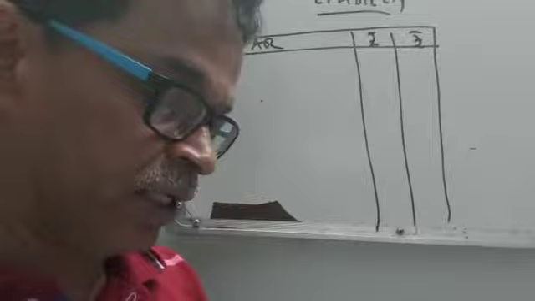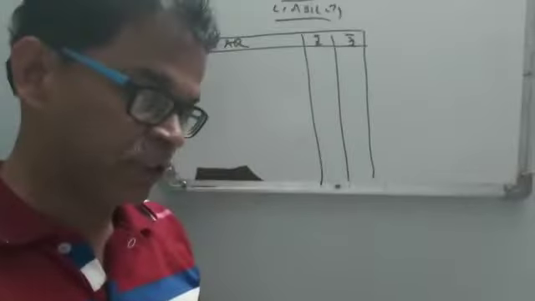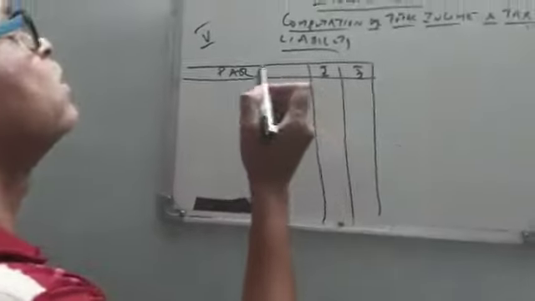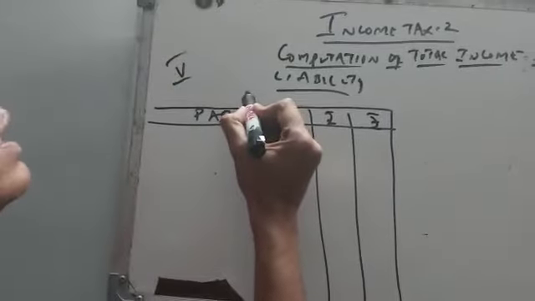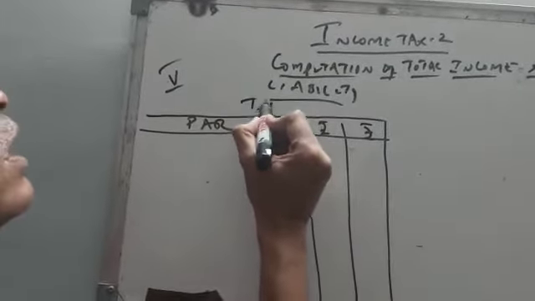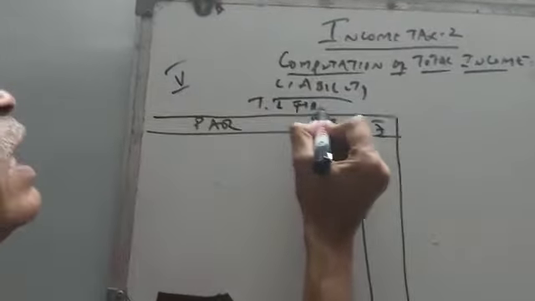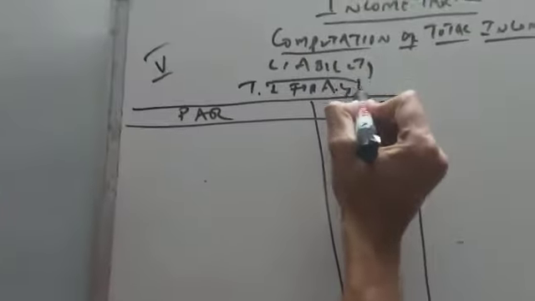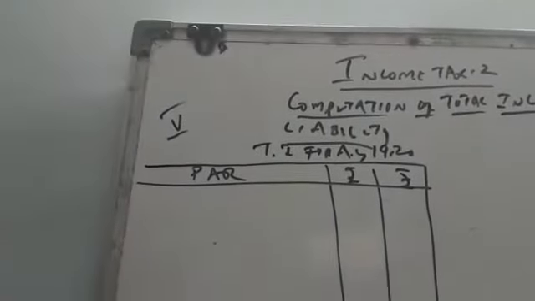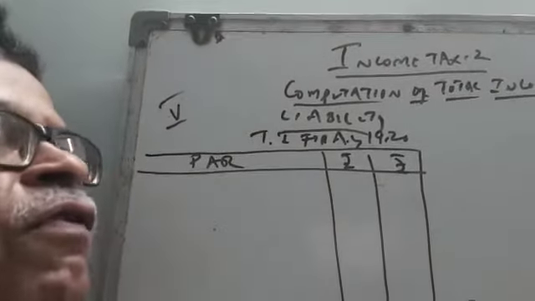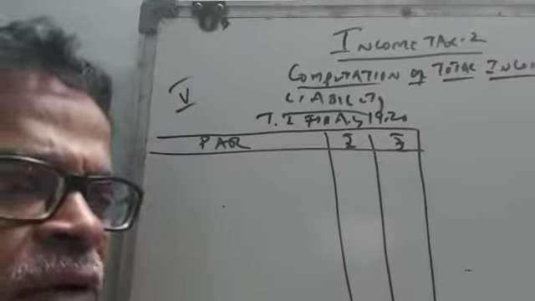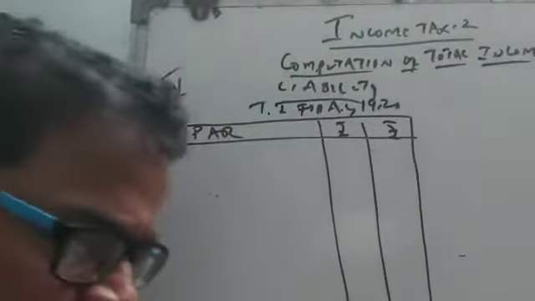Sri Pradeep Saxena, a resident individual, has furnished the following details for the previous year 2018-19. We are trying to find out the total income. I am writing in short form total income for assessment year 2019-20. For previous year income, you have to pay tax on current year income.